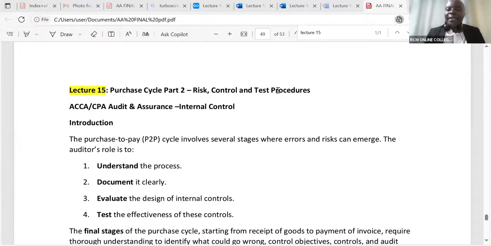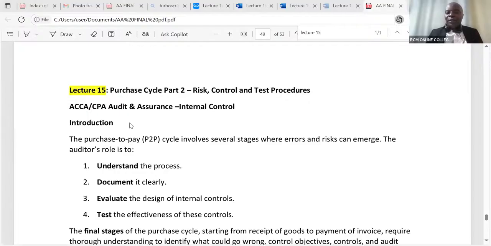When you hire us, for example, you have hired Aura and Co., what will we be able to do to see whether these controls are working, to see whether these risks have been mitigated? Remember, this concept is very effective for those students who are doing CPA, ACCA, audit and assurance, both at the intermediate level and at the advanced level. The topic is internal control.